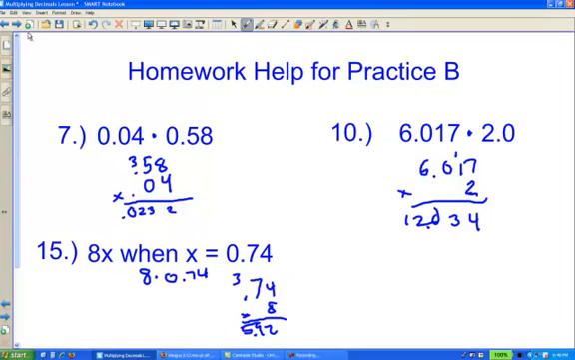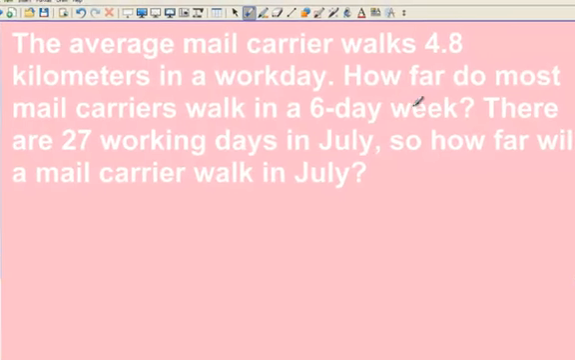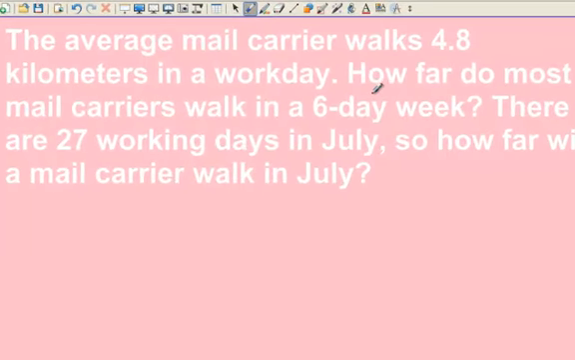One more word problem here with practice B that I'll give you, and then you're on your own. The average mail carrier walks 4.8 kilometers in a workday. How far do most mail carriers walk in a 6-day week? There are 27 working days in July. So how far will a mail carrier walk in July? Notice, 1 question, 2 questions. So we got to answer 2 questions here.